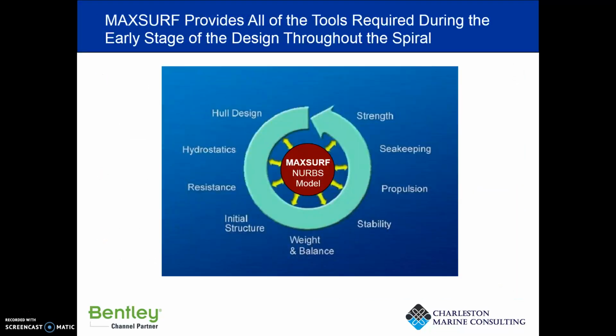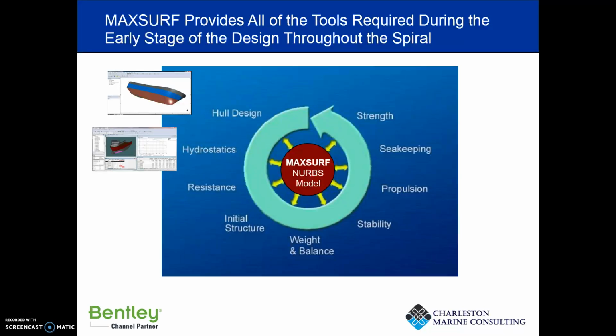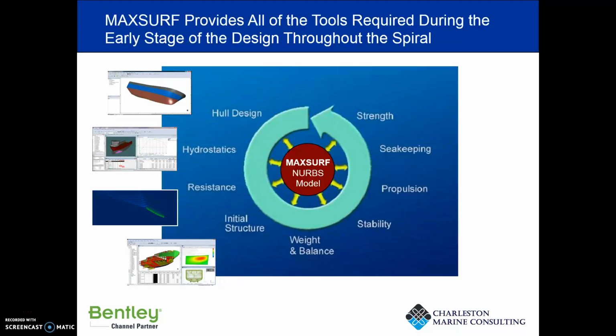As a brief introduction to MAXSURF, it's during the initial development stages of a vessel that we go through iterations in the design spiral while exploring variations of the hull. Each iteration can impact compartmentation, tank definition, primary structure scantlings, and the locations of major equipment. All of these variables affect stability and performance.